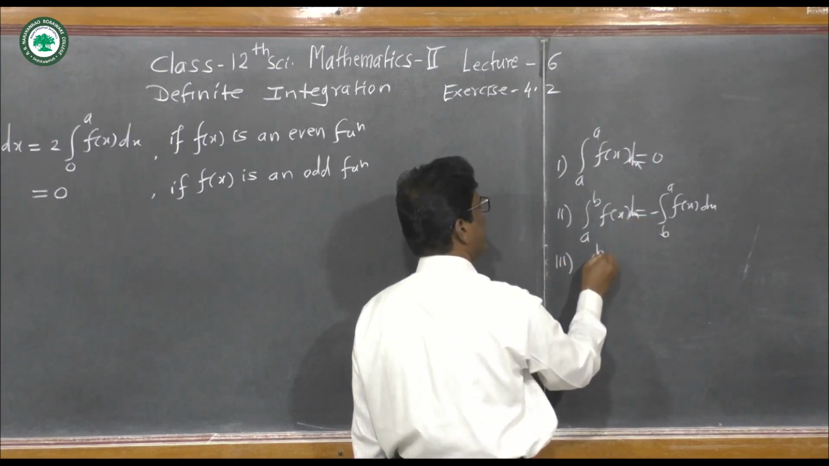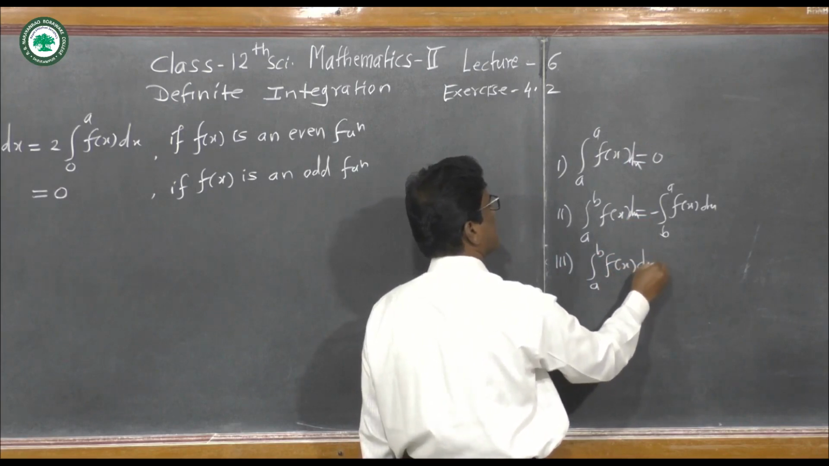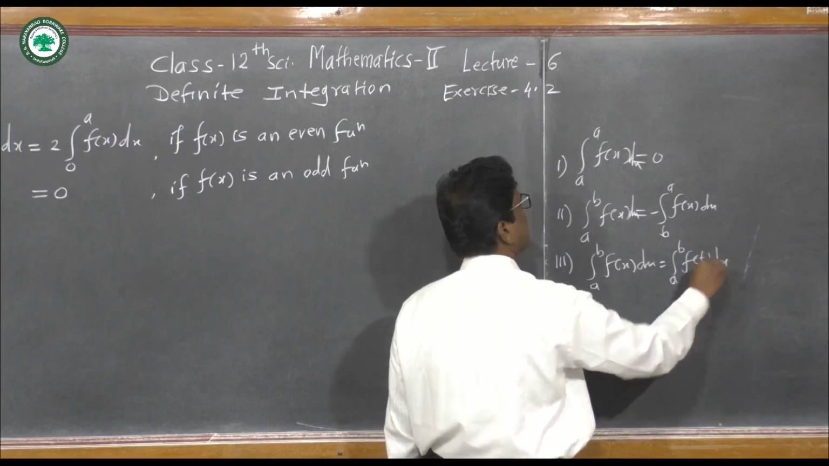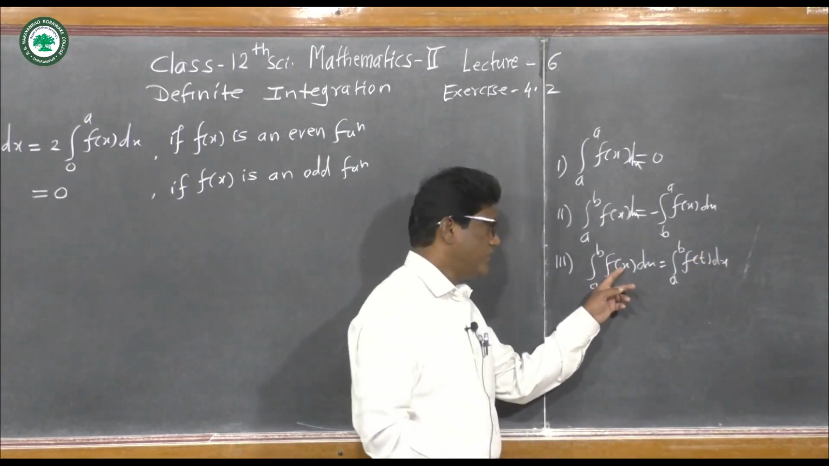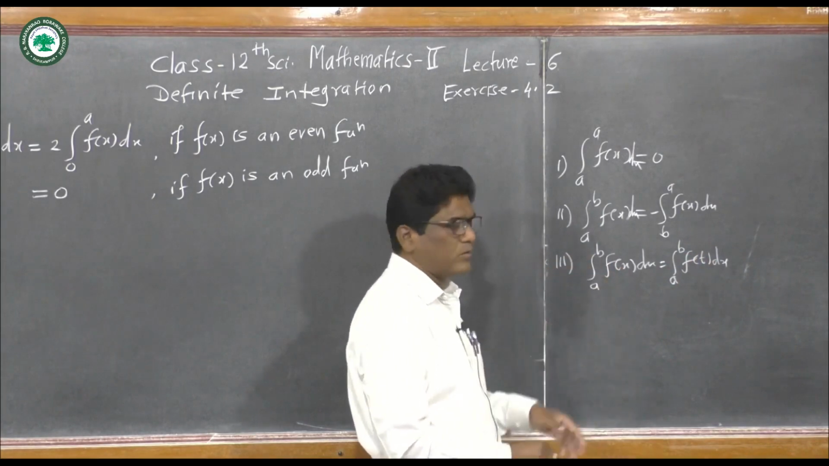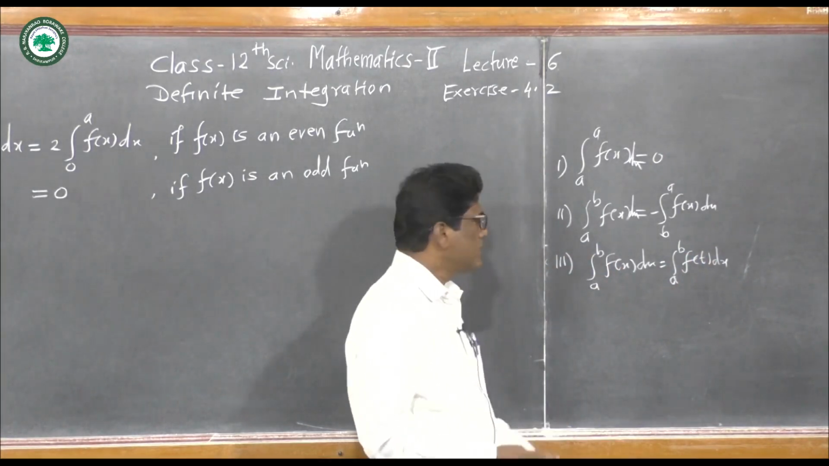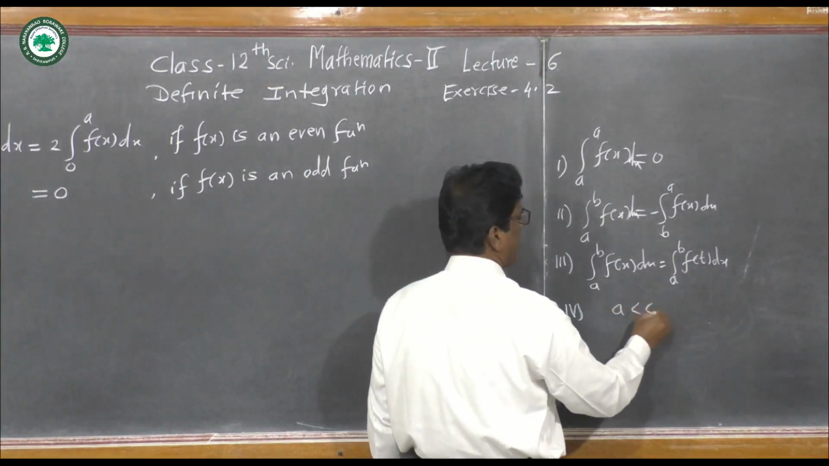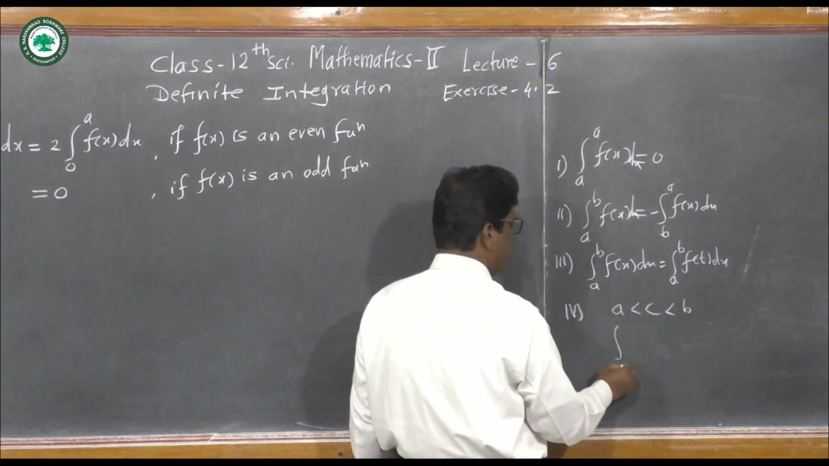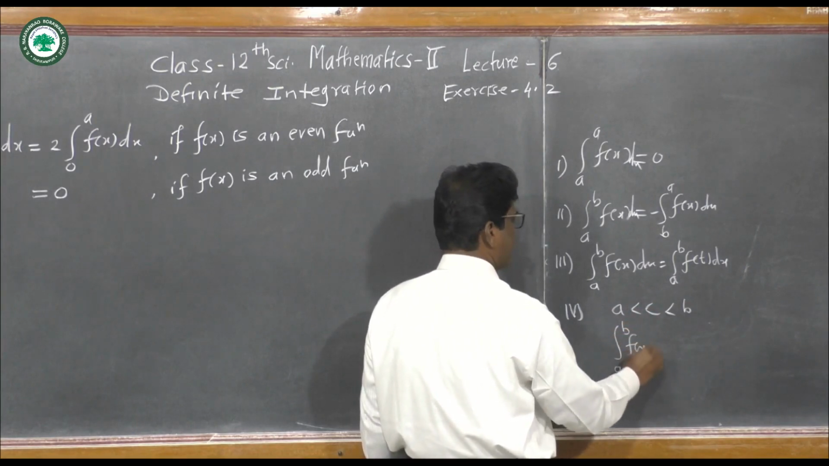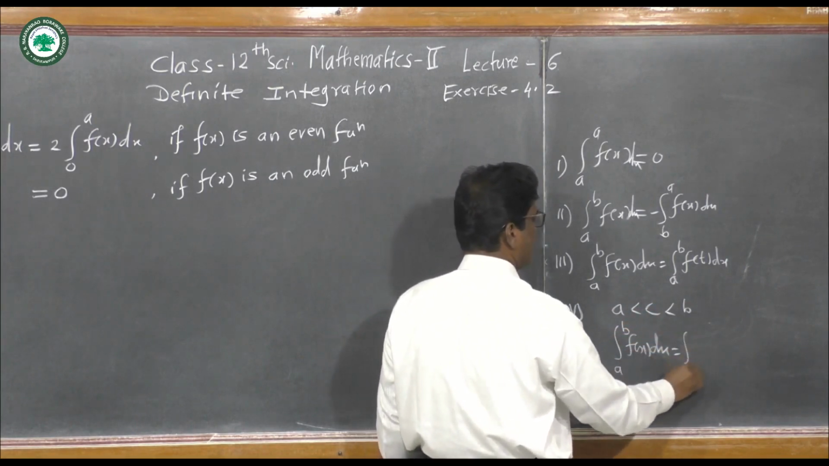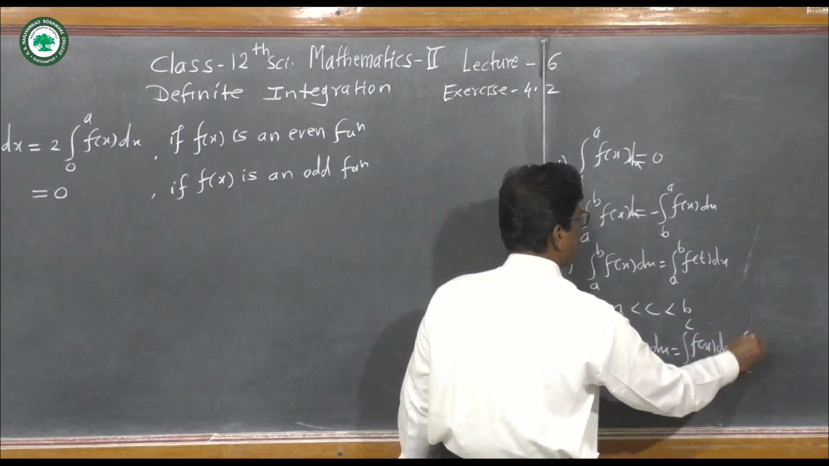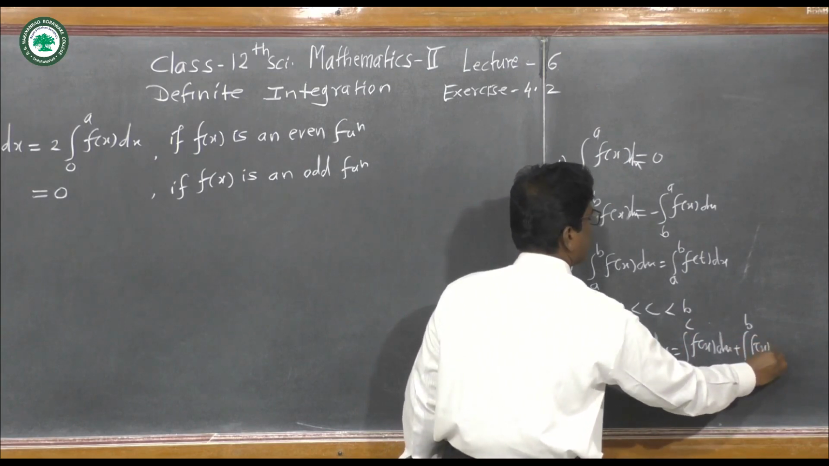integration from a to b of f of x dx is equal to integration from a to b of f of t dt. That means a definite integral does not depend upon the variable, it depends on the lower limit, the upper limit and the function. And the fourth property: if a is less than c is less than b, then integration from a to b of f of x dx is equal to integration from a to c of f of x dx plus integration from c to b of f of x dx.